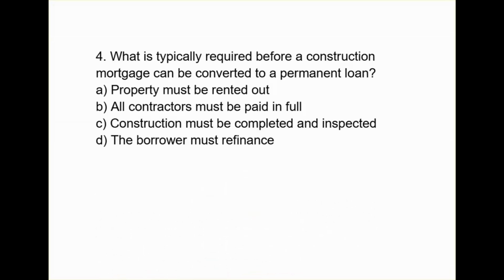What is typically required before a construction mortgage can be converted to a permanent loan? A. Property must be rented out. B. All contractors must be paid in full. C. Construction must be completed and inspected. D. The borrower must refinance.